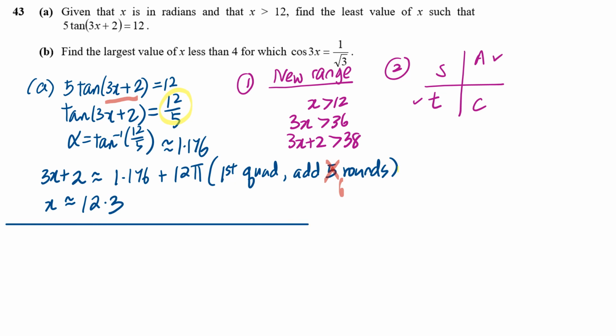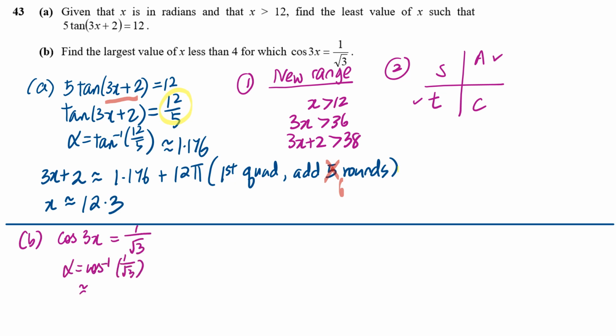Then for part B, it's even more tricky. Why even more tricky? Because you are finding the largest value. So in this case here, you don't get the answer. All right, wait. We go on to find your alpha first. Okay, we go step by step. So finding alpha for cosine inverse 1 over square root 3, 0.9553.